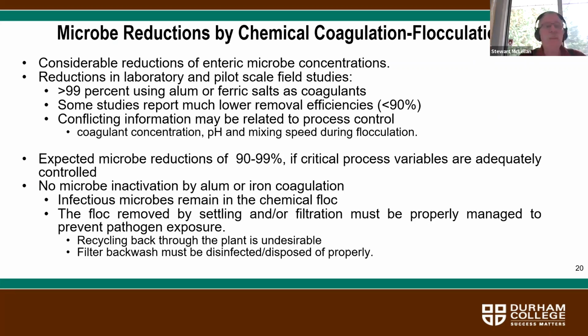Microbe reductions by chemical coagulation and flocculation. Considerable reductions of enteric microbe concentrations. Reductions in laboratory and pilot scale studies indicate 99% reduction using alum or ferric salts as coagulants. Some studies report much lower removal, less than 90%. Conflicting information may be related to process control, coagulant concentration, pH, and mixing speed during flocculation.